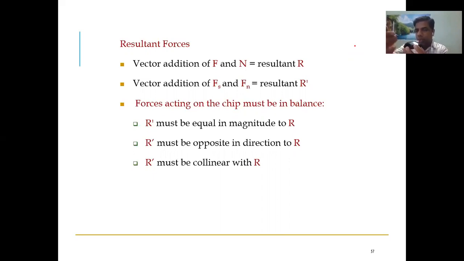Machining happens only when the force acting in the workpiece and the force acting on the tool both have the same magnitude. Then only can machining be possible, right? So the magnitude of the force acting on the cutting tool and the force acting on the workpiece has to be equal. So that is the first condition: R bar must be equal in magnitude to R. It means the resultant force acting in the workpiece and the resultant force acting in the tool have the same magnitude.